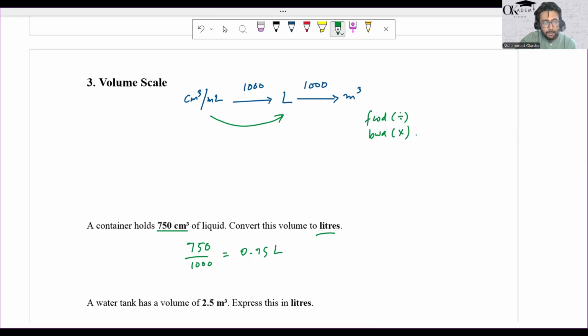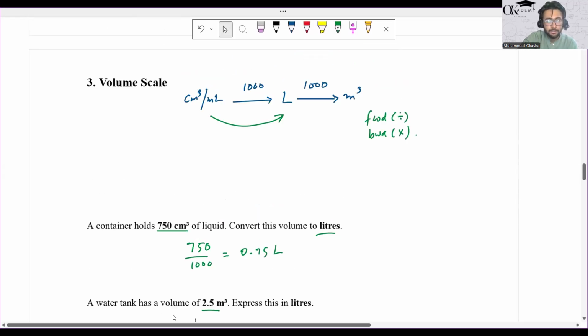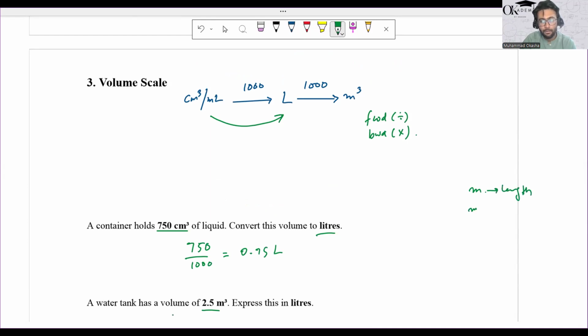All right. A water tank has volume of 2.5 meter cube. Now, volume is the cube of length. So whenever you see L cube in the question that I'll give you in the assignment and in the exam, you will not be told it's a volume or its length or it's the area. You have to judge it by the units. So if it's just meters, it is length. If it's meters squared, it's area. And if it's meter cube or any length, for example, centimeter cube or millimeter cubed, then it's volume. And milliliters and liters is also volume.